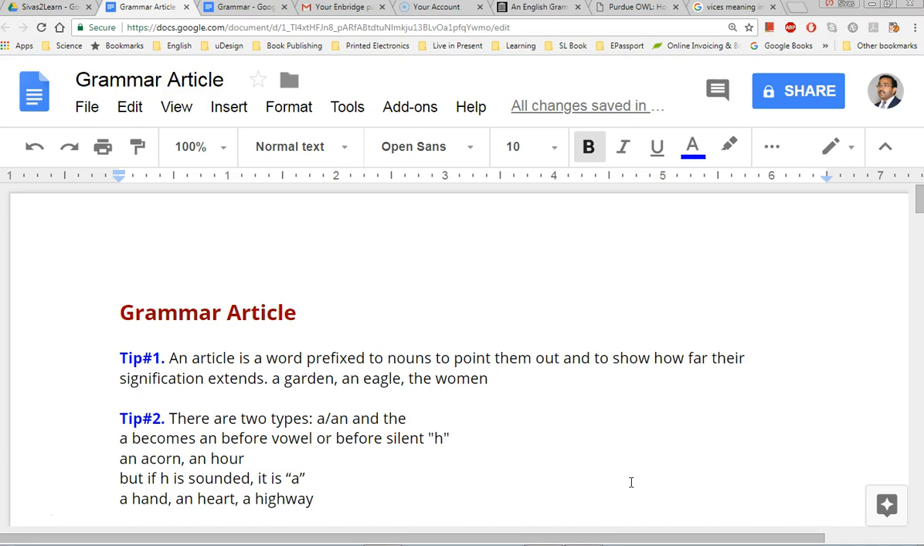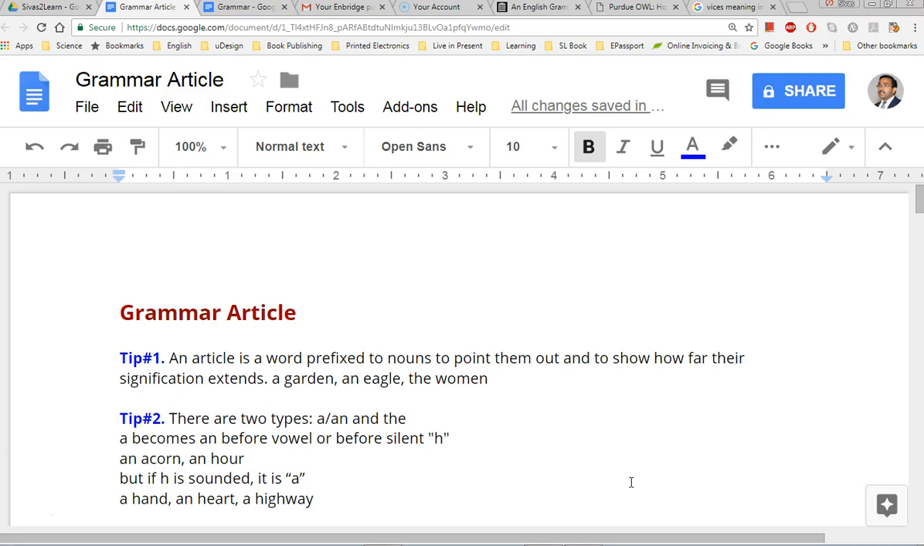So tip number one: an article is a word prefixed to nouns to point them out and to show how far their signification extends. For example, a garden, an eagle, the woman. Okay. Tip number two: there are two types of articles, and some people say three, but a and an are the same, so the other one is the.